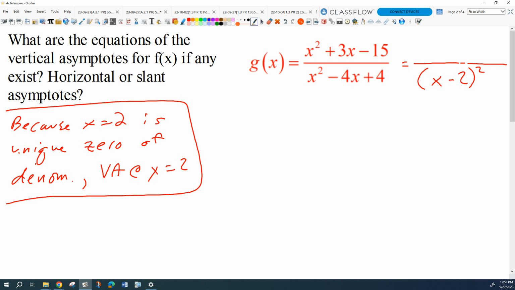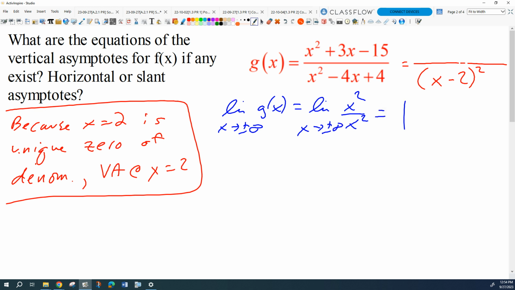The other way we could do that one is we could just say the limit of g of x as x approaches the infinities is equal to the limit of the ratio of the leading terms, which is equal to 1, right? Either way you slice it, we get 1. And so we end up with a horizontal asymptote at y equals 1. Okay, good? All right.